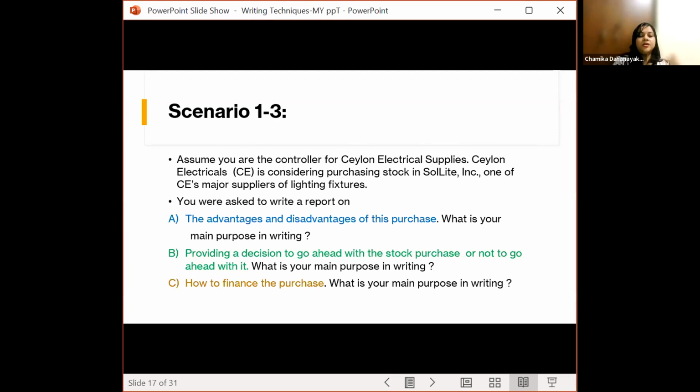Okay, so what is the scenario? Assume you are the controller for Ceylon Electrical Supplies. So that's a company, and you are the controller there. Ceylon Electricals, or CE, is considering purchasing stock in Sollight Incorporation, one of CE's major suppliers of light fixtures.